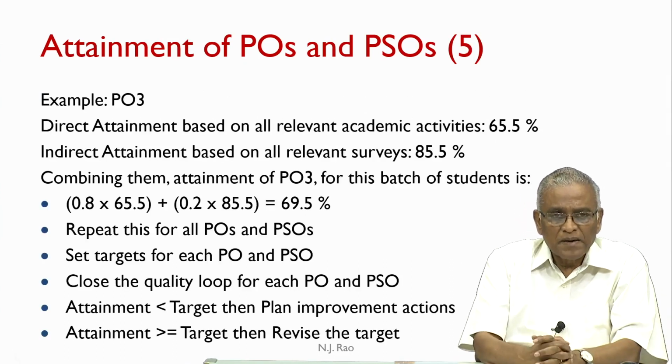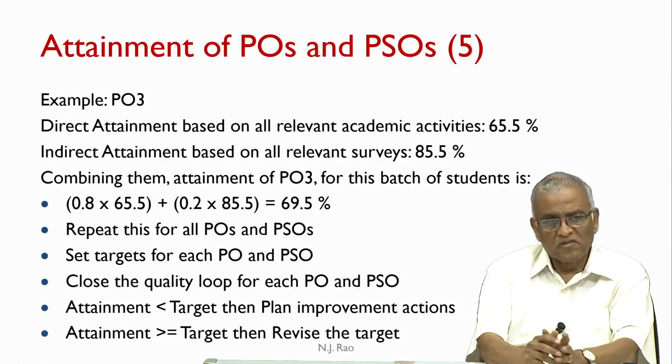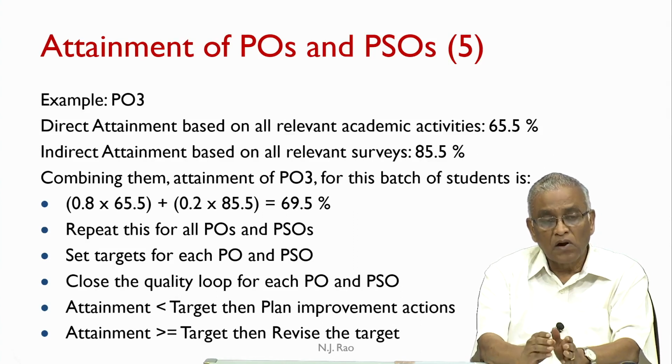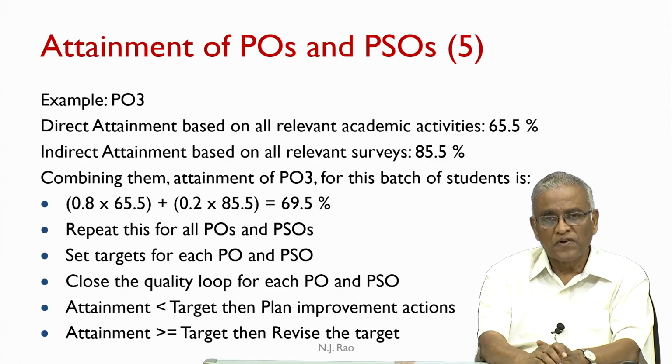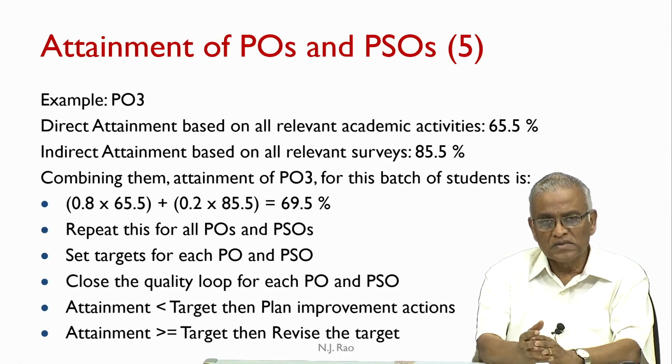Now, let us take an example, PO3. PO3 has to be addressed by quite a few courses. Direct attainment on all relevant academic activities is 65.5%. Indirect attainment based on all relevant surveys is 85.5%. I combine the two: 0.8 into 65.5 plus 0.2 into 85.5, I get 69.5. Now, you have to repeat this for all POs and PSOs.